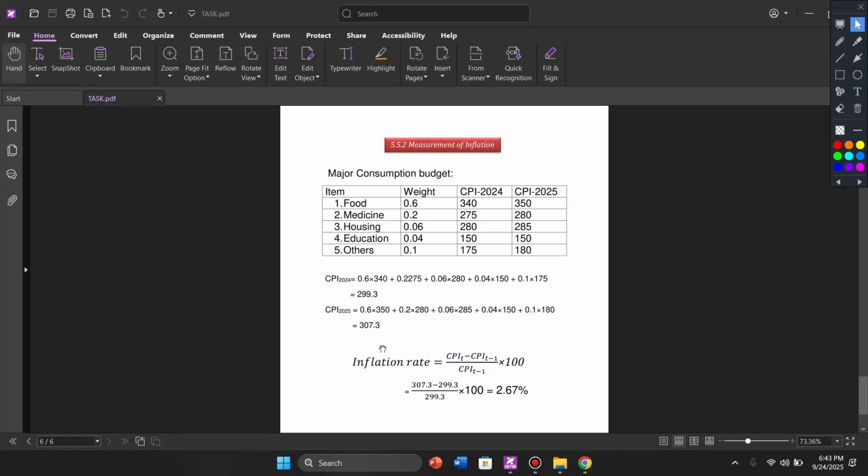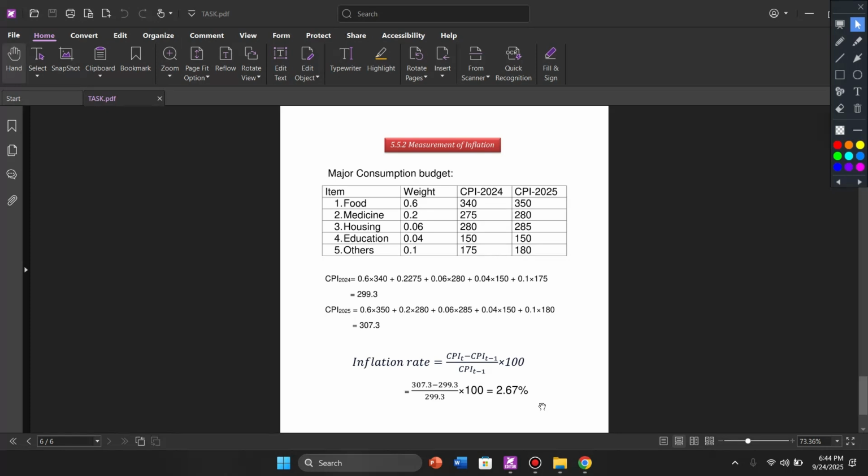So what will be the inflation rate? The inflation rate of the current year will be the CPI of the current year minus the CPI of the previous year, divided by the CPI of the previous year. This is basically how we calculate changes in anything, in any topic, into 100. If we calculate this, it comes to 2.67%. So it means that in 2025 the inflation rate was about 2.67%.